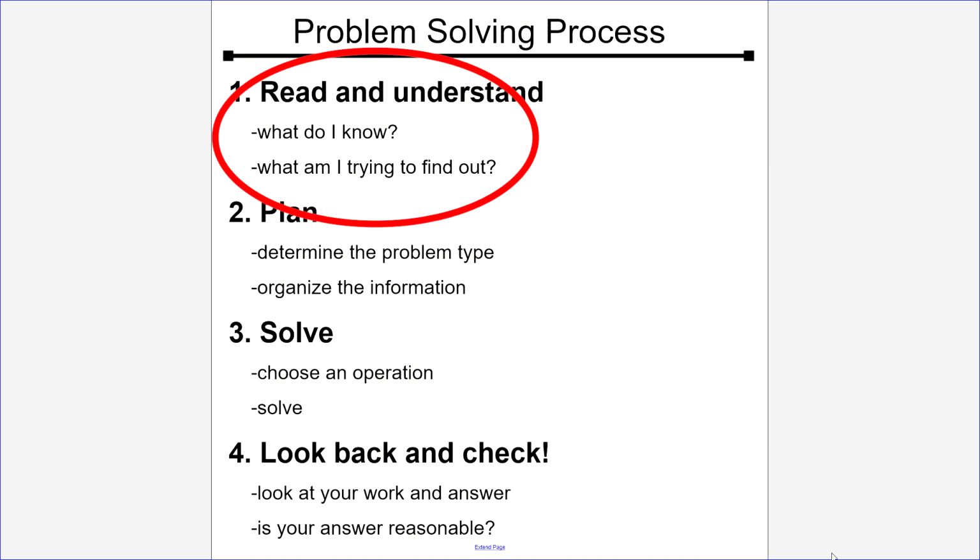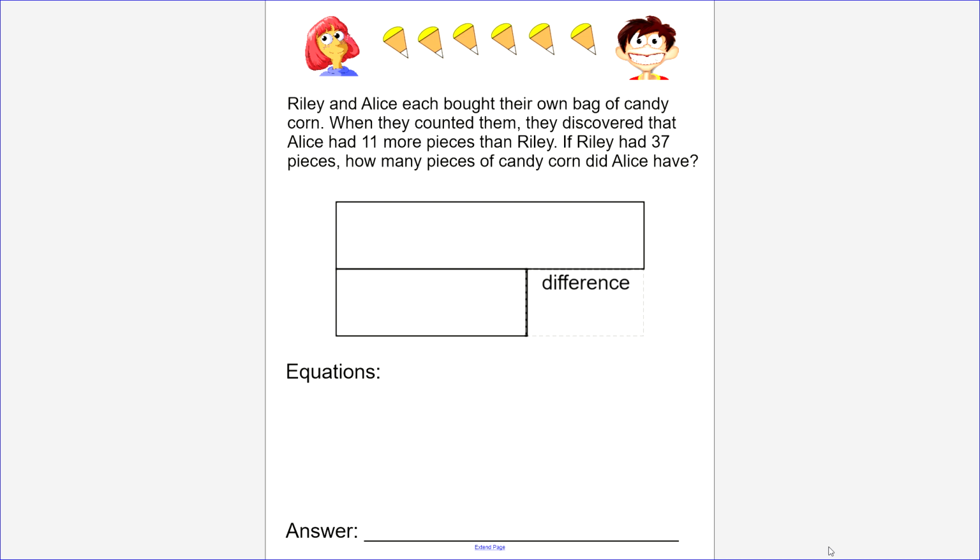We're going to use our problem-solving process to solve this problem today. We'll start by reading and understanding the problem. What do we know, and what are we trying to find out? Let's read that problem again and think carefully about the two pieces of information they give us, as well as the question. Riley and Alice each bought their own bag of candy corn.